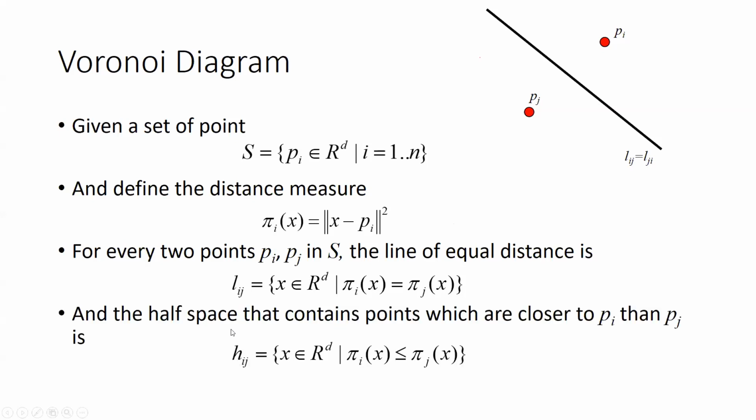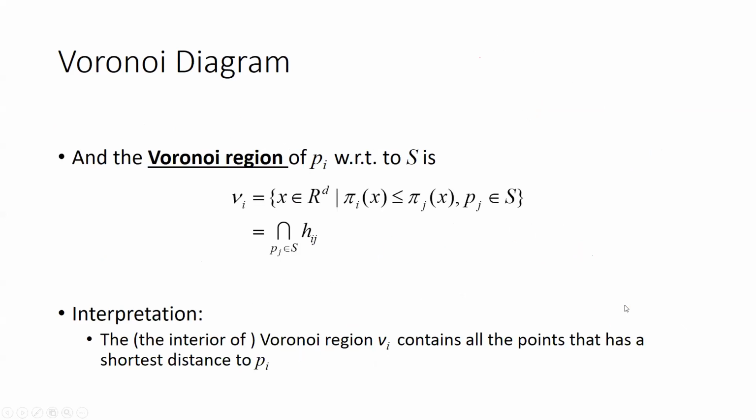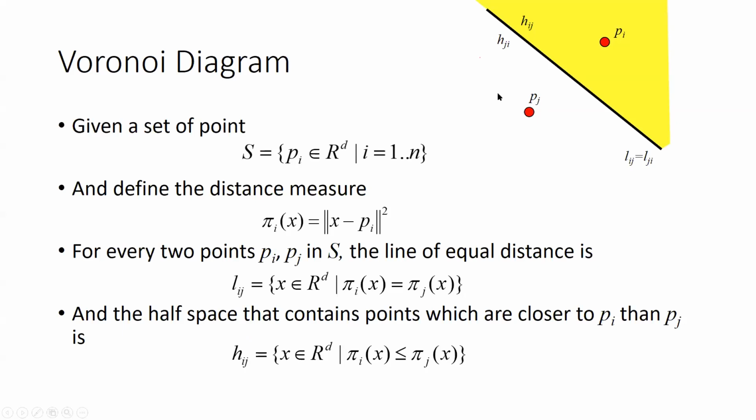And we define the half space such that Hij means those points are closer to i than j. So if you see back the diagram, this yellow area is Hij, because all the points in the yellow area are actually closer to point i than to point j. And the other one is Hji over here.